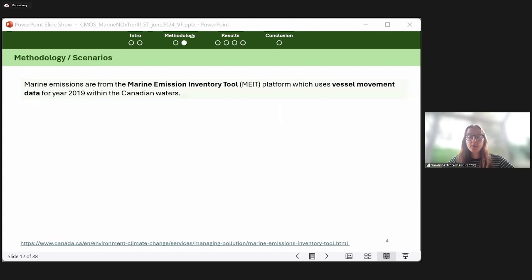For the marine emissions, they're produced by the Marine Emission Inventory tool, which is developed by the Cross-Sectoral Energy Division of ECCC. So this is not a group that creates the marine emissions, but we receive the data from another group within the government. The tool uses the vessel movement data for year 2019 to assess the marine emissions within the Canadian waters.